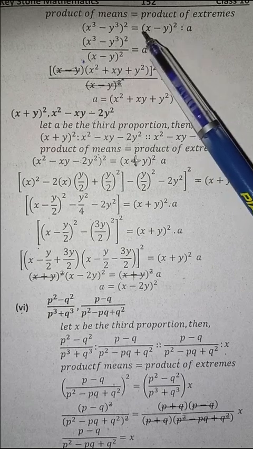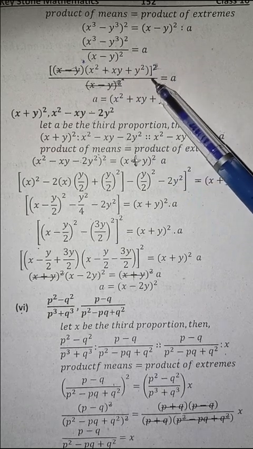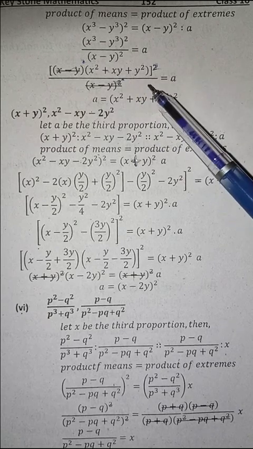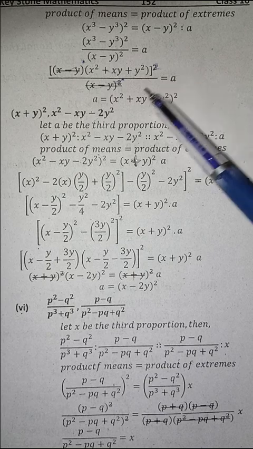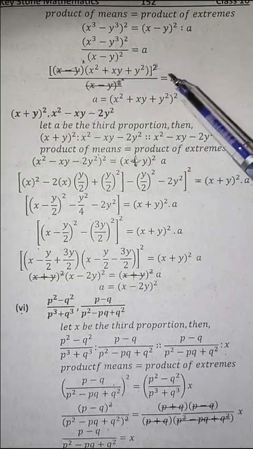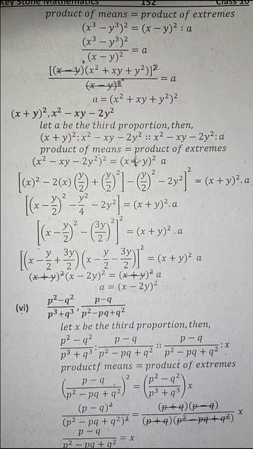So x cube minus y cube is equal to x minus y into x square plus xy plus y square का whole square over x minus y square is equal to a. So this x minus y and x minus y cut off, we are left with a is equal to x square plus xy plus y square का whole square.